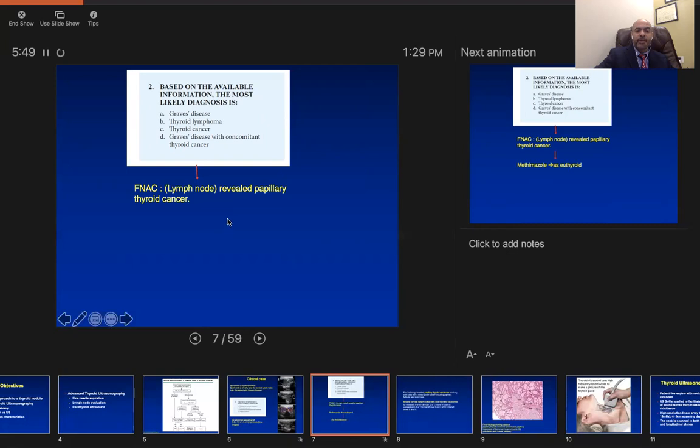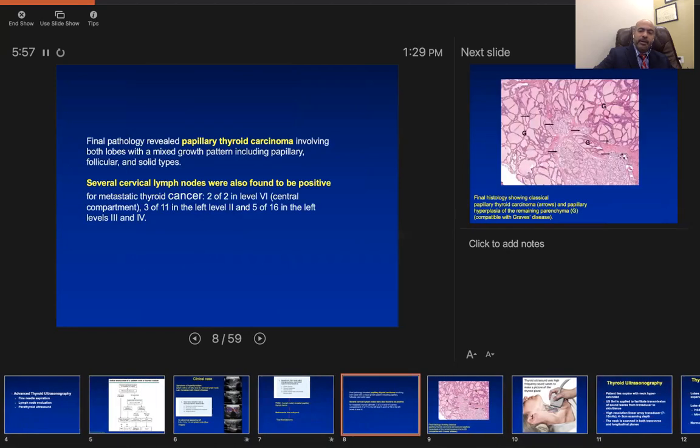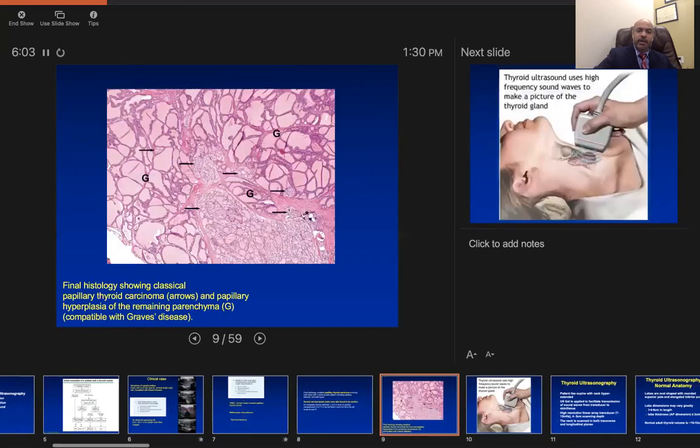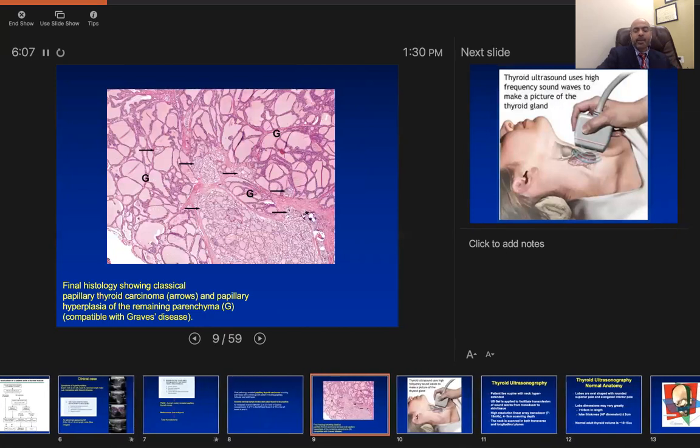So we do FNA, which reveals papillary thyroid cancer. The patient is given methimazole, rendered euthyroid, and then underwent total thyroidectomy, which showed papillary thyroid cancer and several cervical lymph nodes involvement.